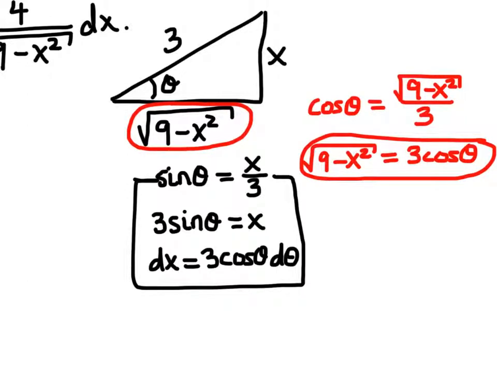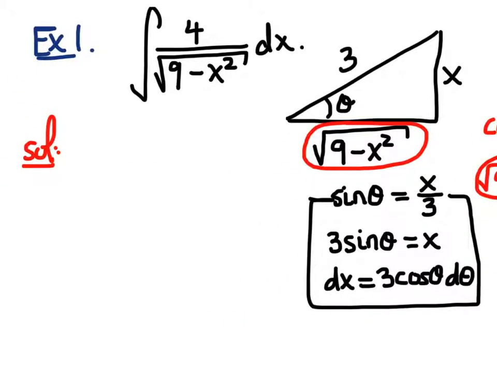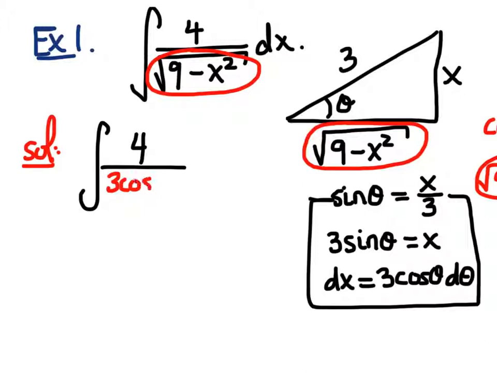So let's come back to the beginning here, and we make our substitution according to the information we just found. We now have 4 divided by, and again we're going to replace the square root of 9 minus x squared by 3 cosine theta, because we just found that to be 3 cosine theta. And we replace dx by what we found it to be, which is 3 cosine theta d theta.